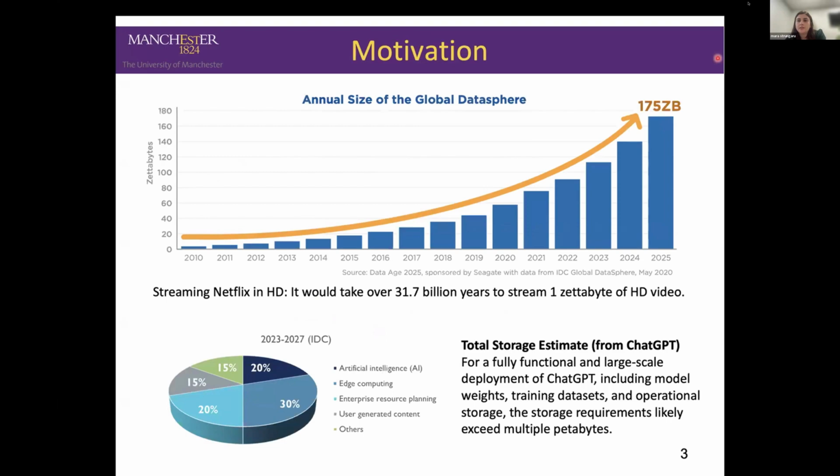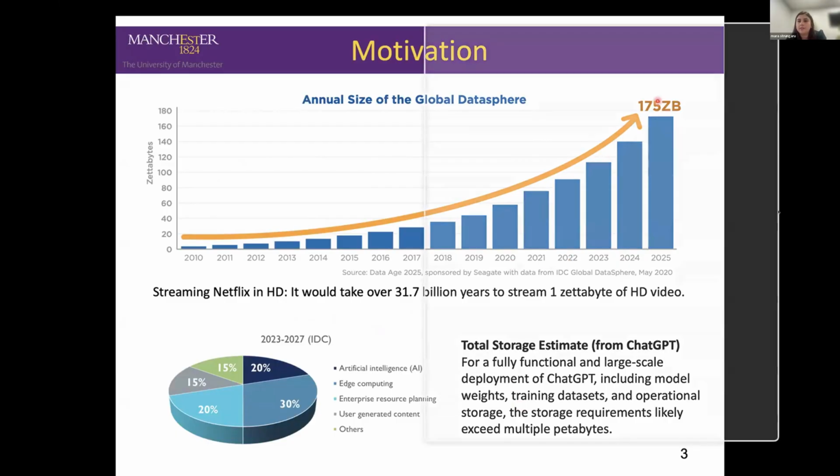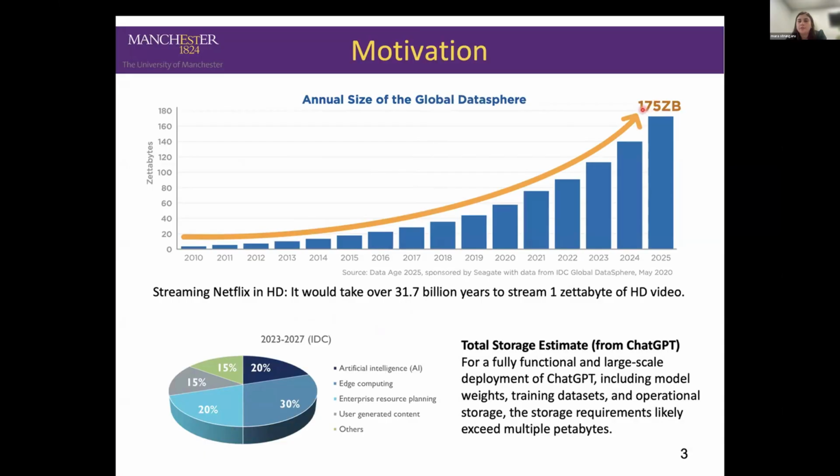So with the current development of AI models and also online content, the global data sphere has increased significantly, currently reaching 175 zettabytes. So we need to think of ways to efficiently store information and develop recording media technologies which are more energy efficient.